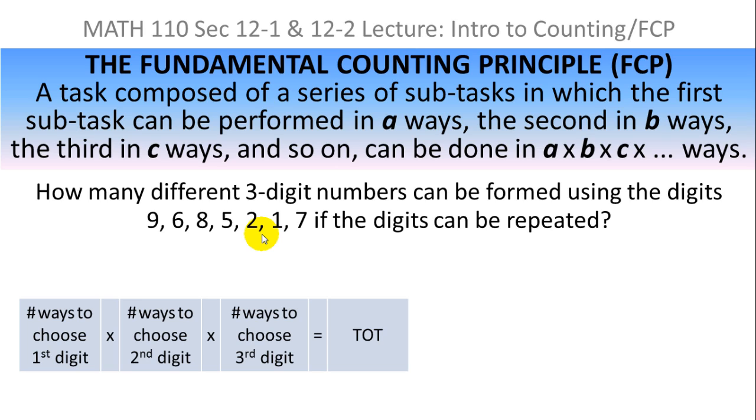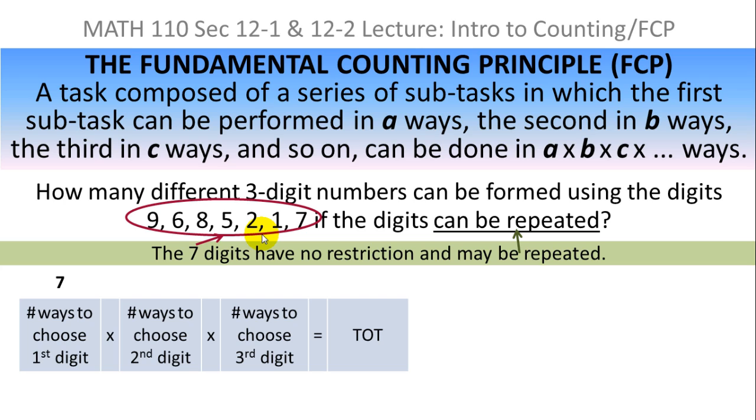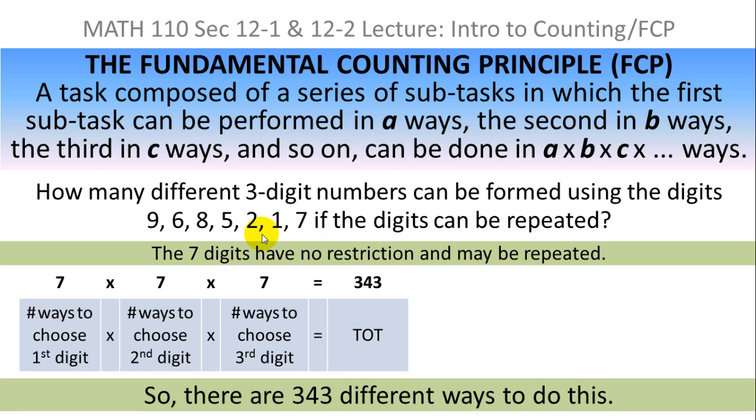It's a 3-digit number. So by the fundamental counting principle, it's the number of ways to choose each digit, all those subtasks multiplied together. Well, we can reuse the digits, but there are only 1, 2, 3, 4, 5, 6, 7. There are only 7 of them. So the first choice, I can choose any of 7. I can repeat it, though, so there's no reason I can't use any of the 7 for the second digit or the third digit. So the total number of ways I can write down a 3-digit number using the digits 9, 6, 8, 5, 2, 1, 7, if I can repeat digits, is 343. So 343 ways to do that.